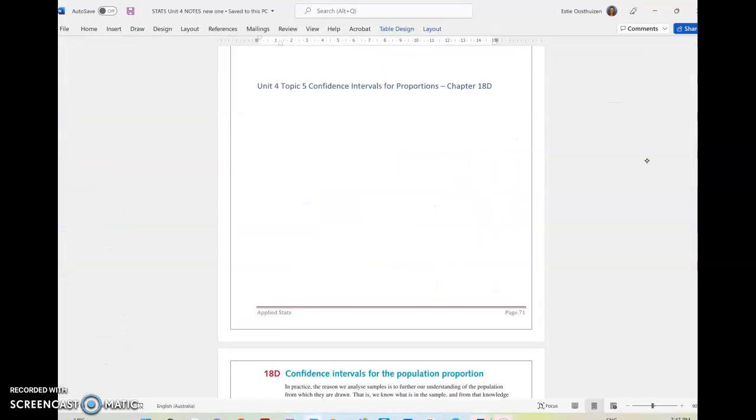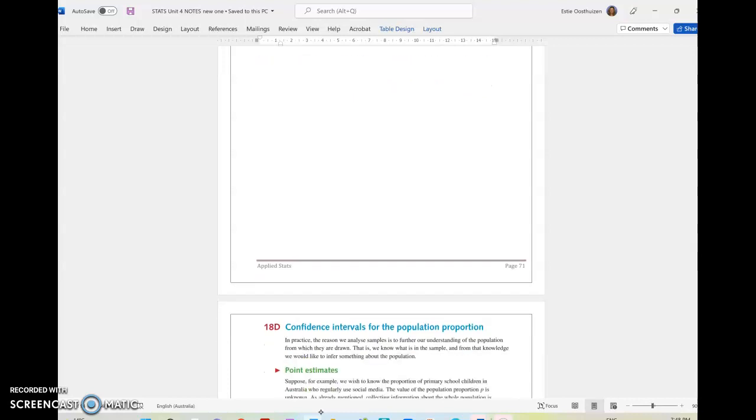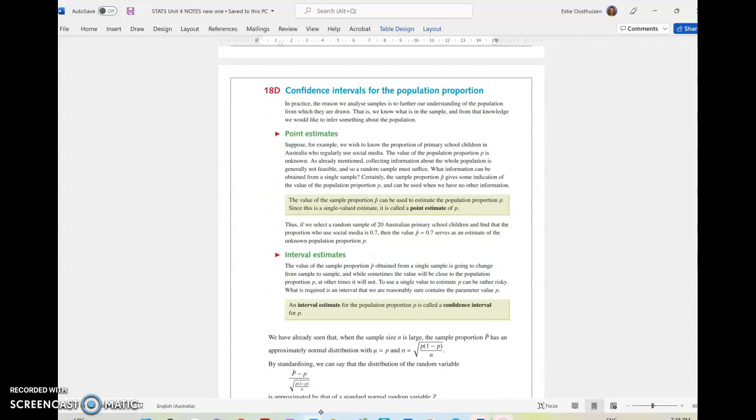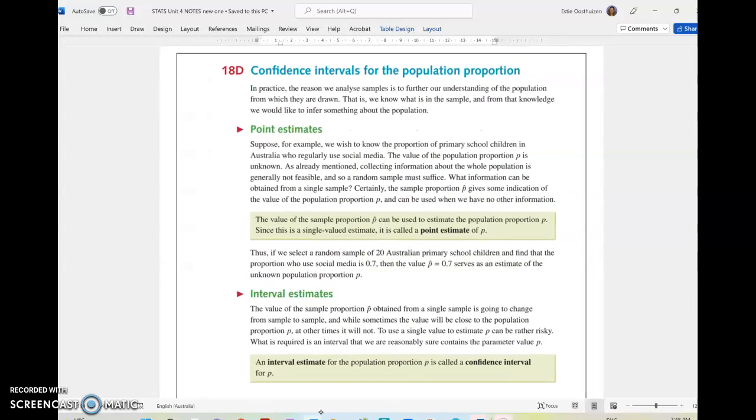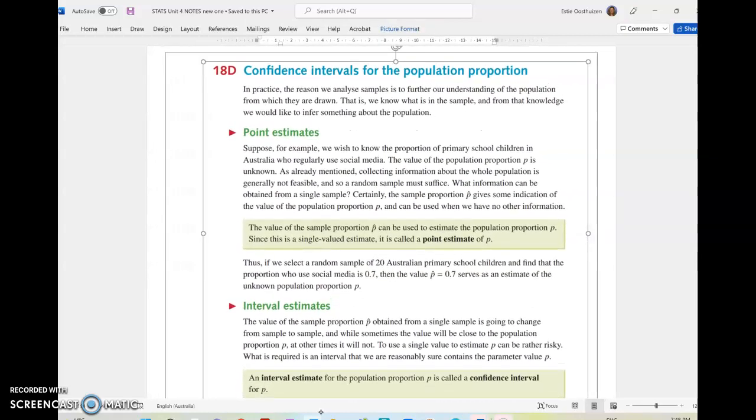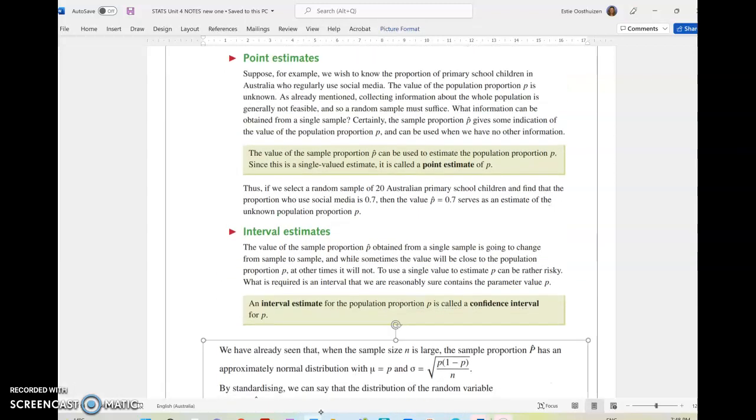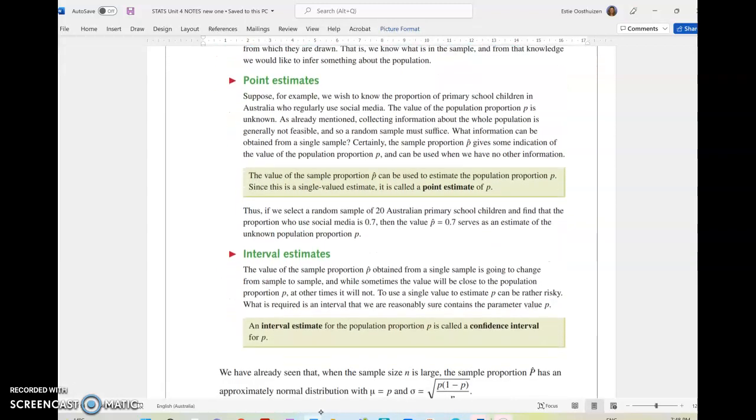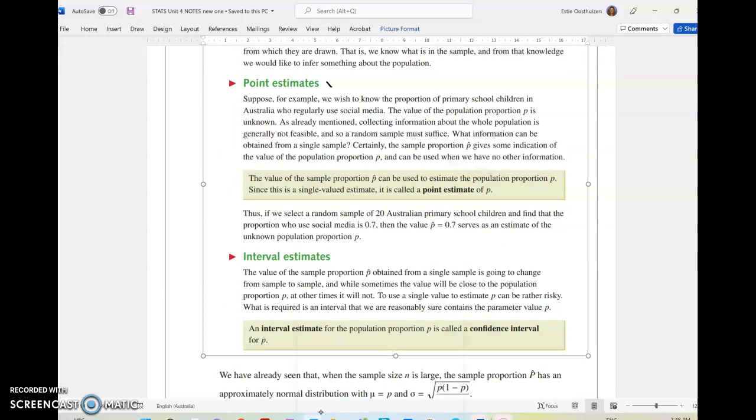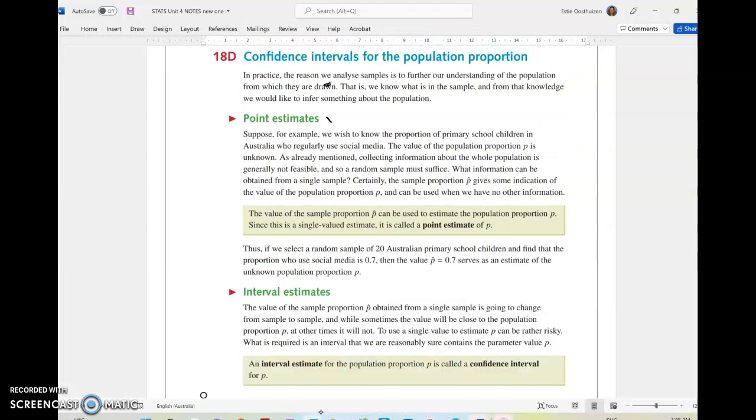Okay, so let's have a look. We're on page 71, and as you can see, it says Unit 4, Topic 5, Confidence Intervals for Proportions. So this will involve a bit of reading. So I need you to follow, please, and don't lose concentration. All right, so if you can stay with me, that will be fantastic. So it starts talking about point estimates and interval estimates.